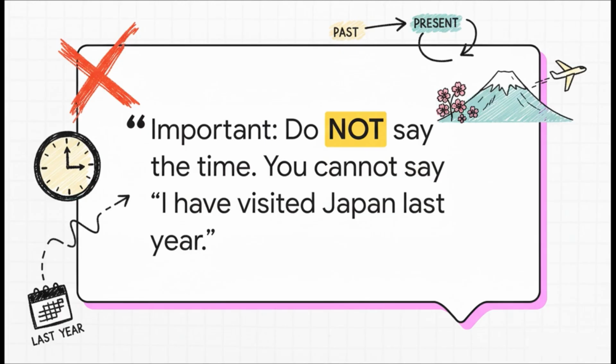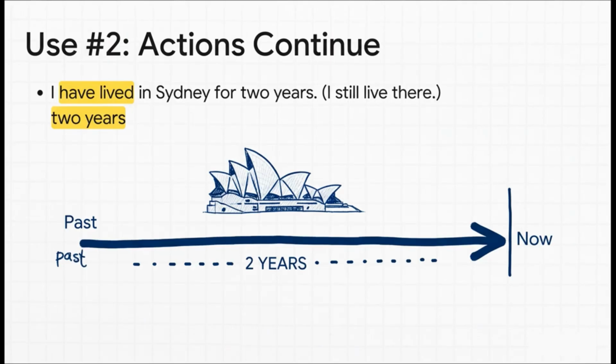Present perfect, use number 2, is for actions that started back in the past but are still happening now. This is where you'll almost always see the words for and since. So if I say, I have lived in Sydney for 2 years, what does that mean? It means I started living here 2 years ago and I still live here today. It's an unfinished, ongoing action.